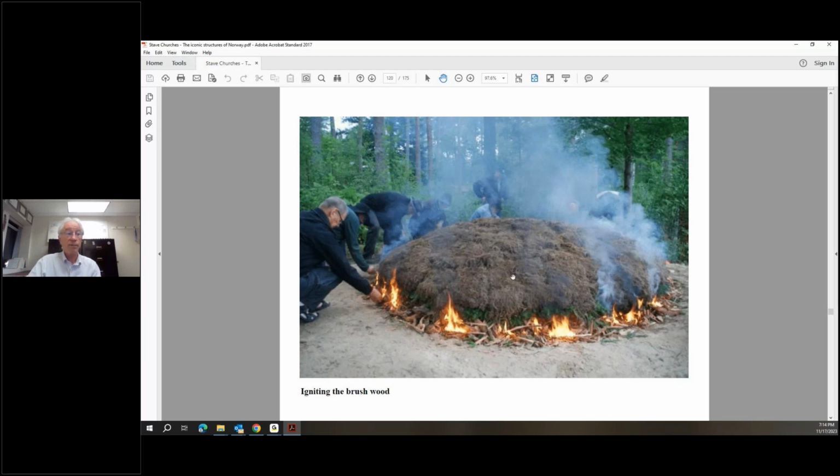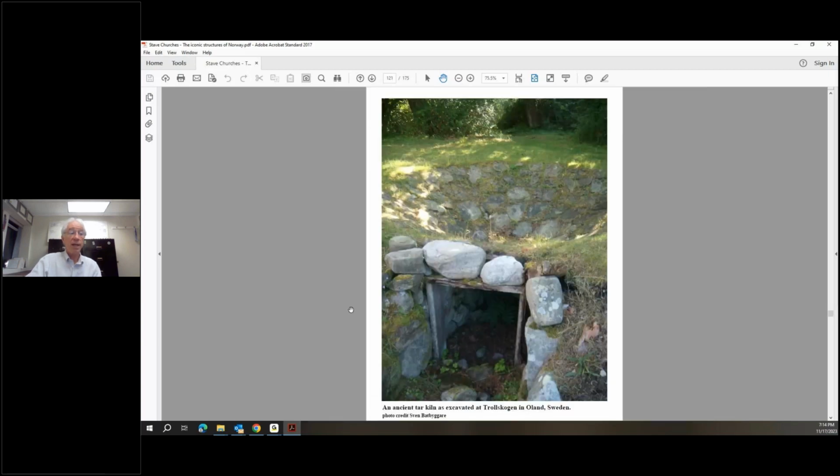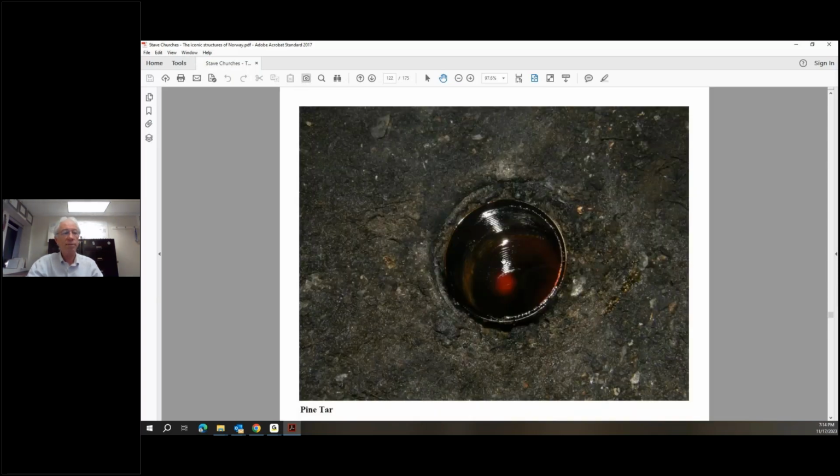So that's pine tar, and this is an ancient pine tar kiln excavated in Sweden. All right, so you can see in this case, it's all stone, a kind of beveled out area, and it would go down, and the barrel would be stuck into this hole at the very bottom. So here you see that is pine tar down there.